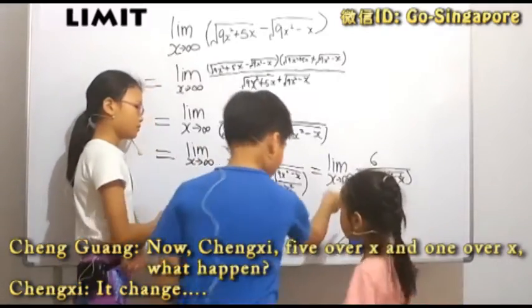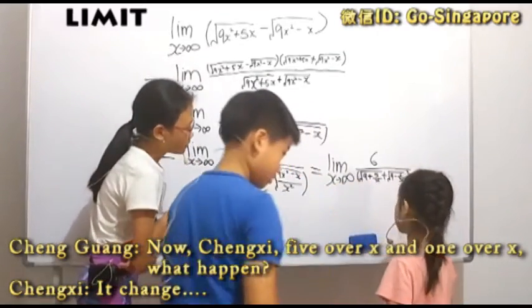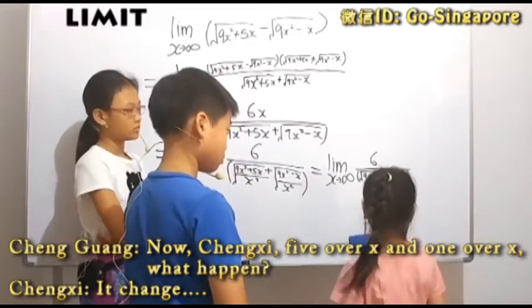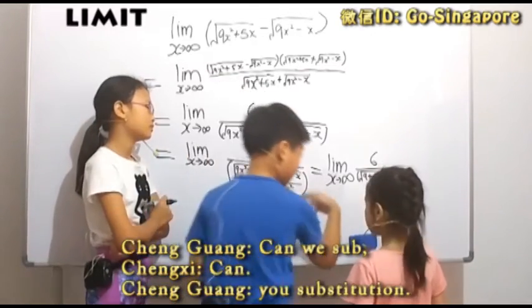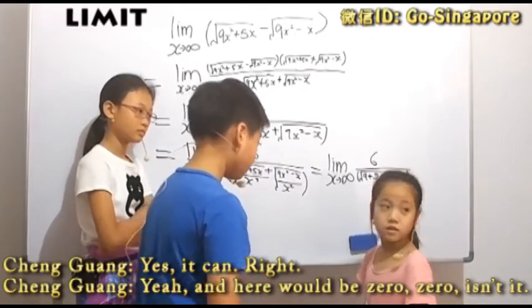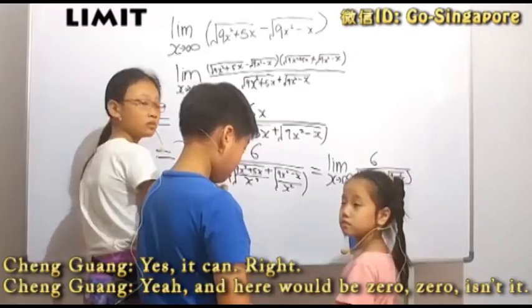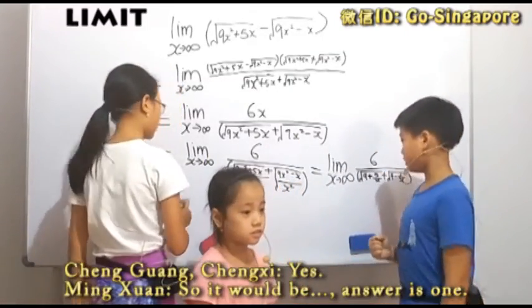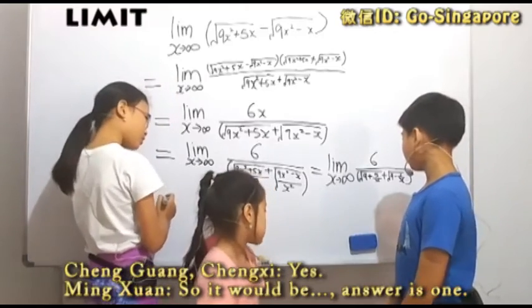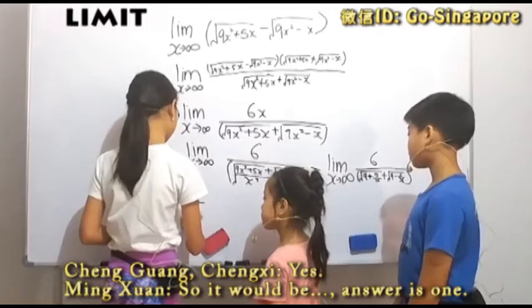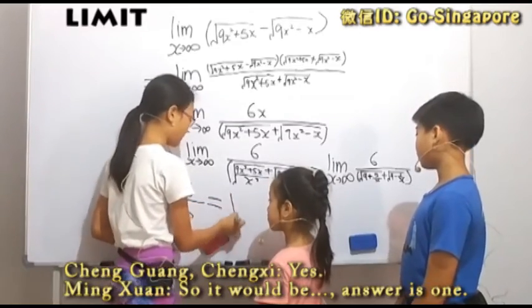5 over x and 1 over x. Can we use substitution? Yes, can, right? So here will be 0, 0, isn't it? Yes. So the answer will be 1.